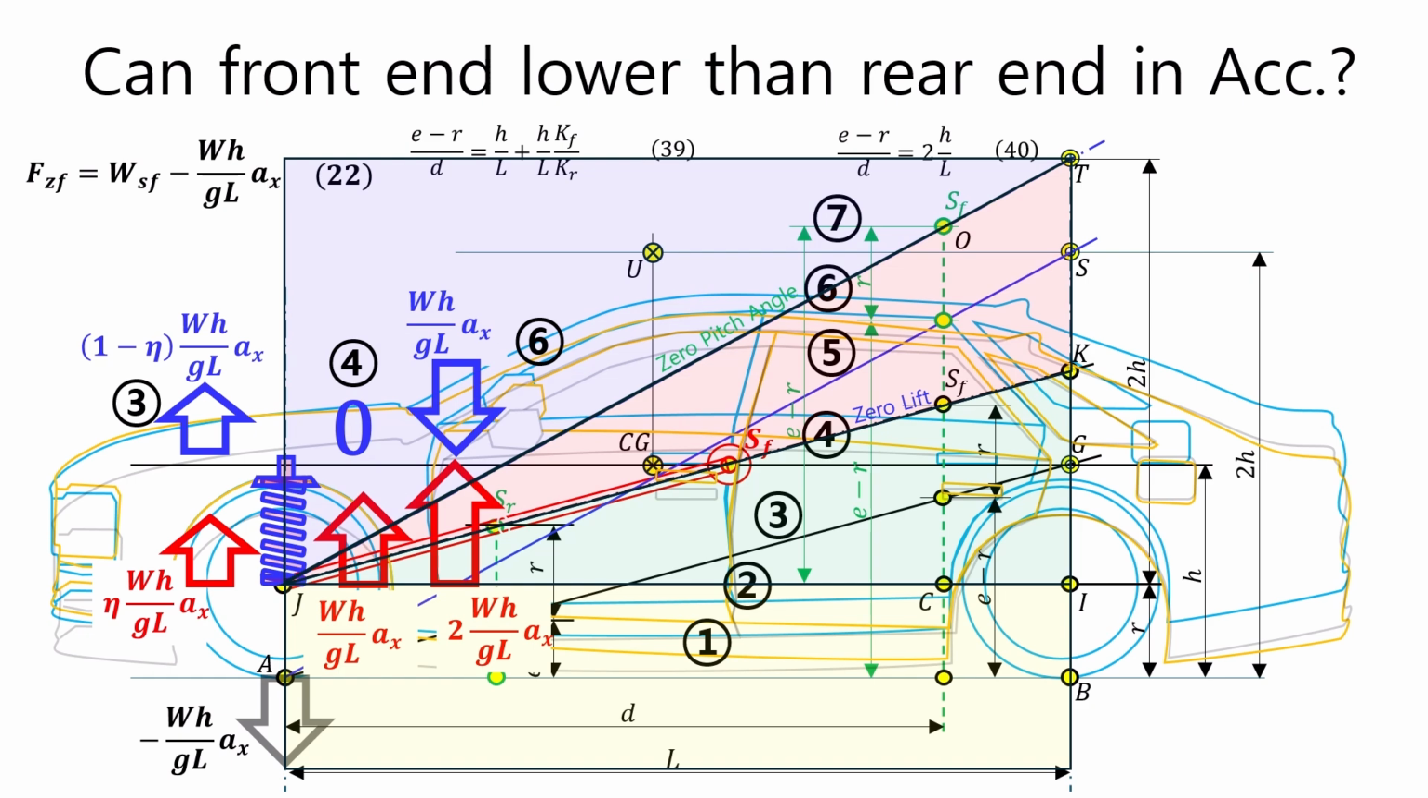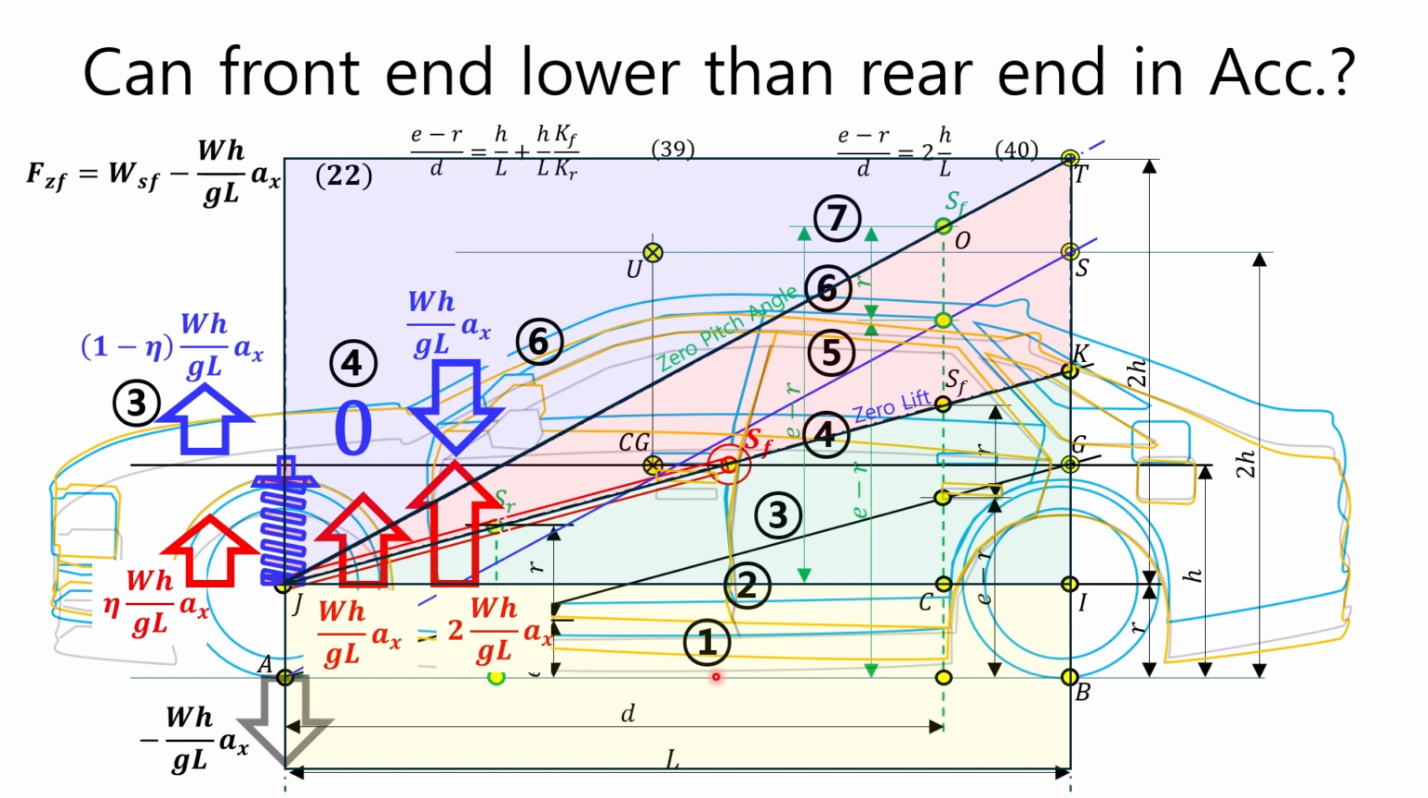Is it possible for the front ride height of a vehicle in acceleration to be lower than the rear one? If the front ride height decreases, why is that? Depending on the location of the virtual reaction point, the front ride height of an accelerating vehicle can either rise or fall. However, the general suspension geometry of commercially available vehicles is designed so that the front of the vehicle rises during acceleration. I will explain why it is designed this way in a subsequent video.